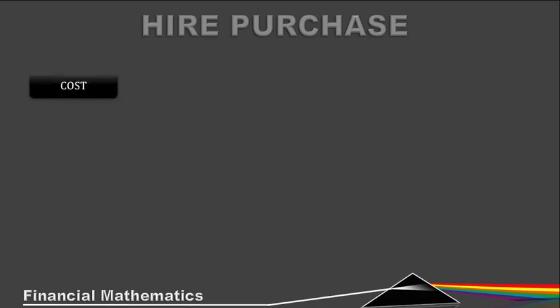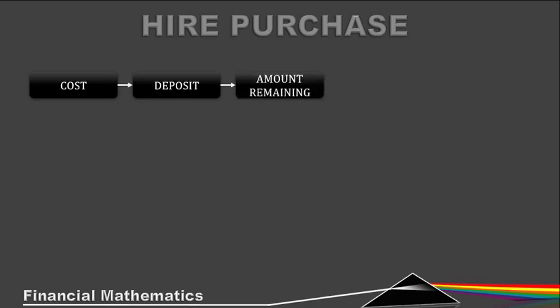Now the first thing obviously is the cost. Then normally when you buy or purchase something, you also have to pay a deposit. The deposit is normally given as a percentage of the original cost. After you've paid the deposit, you can work out what amount is remaining. You take your cost, you subtract the deposit because that's what you already paid, and then you have a cost that remains that you still need to pay off. And that is the amount that you normally work out interest on, because that's the amount that you're going to pay off over a specific period of time.